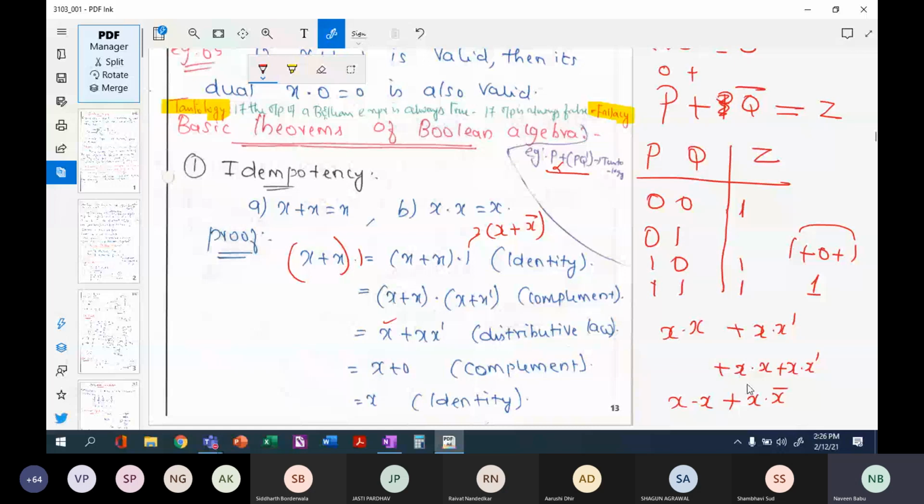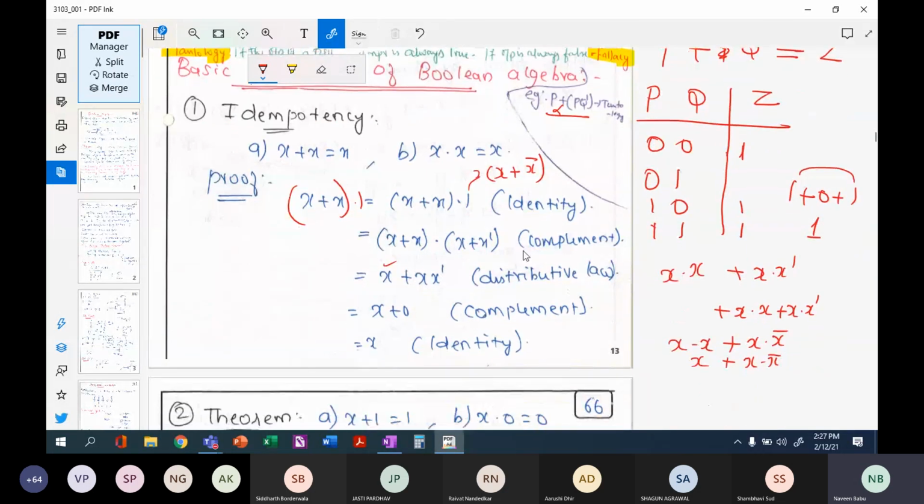Similarly here also. Now what is x dot x? X dot x is nothing but x plus x dot x bar. And the term x dot x bar will always be equal to 0, right? So x dot x bar here will always be equal to 0. So x plus 0 is x. Thus we have proved x plus x is equal to x. Likewise, you can prove x dot x is also equal to x.